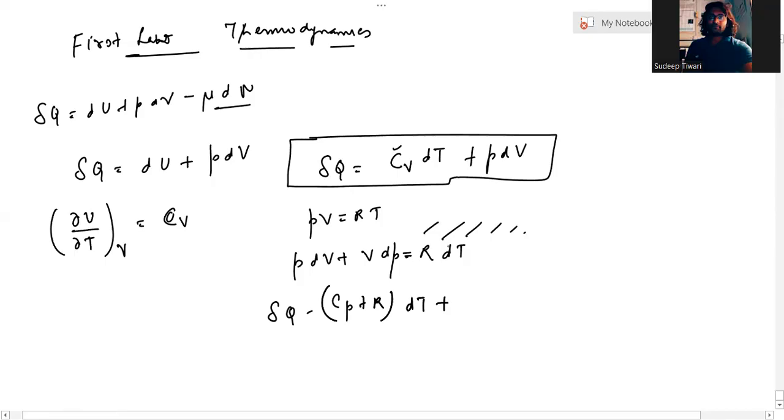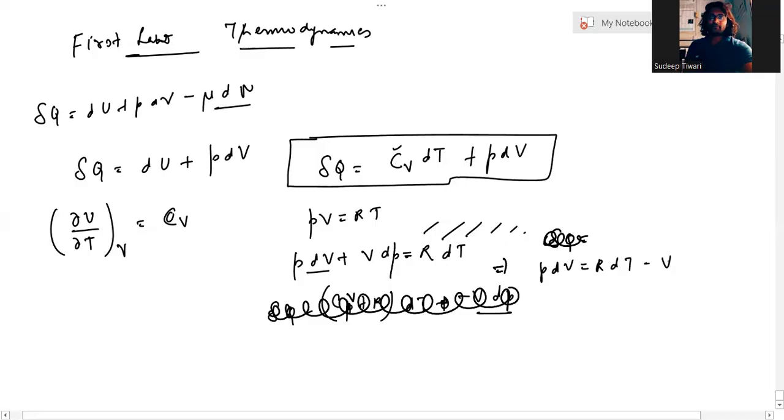And instead of PdV, I can simply write RdT minus VdP. So I'll write simply this. Oh, my bad. What I wanted to express was that delta Q is equal to Cv dT plus PdV. And I already know that PdV plus VdP is equal to RdT. So instead of PdV, I can write RdT minus VdP.